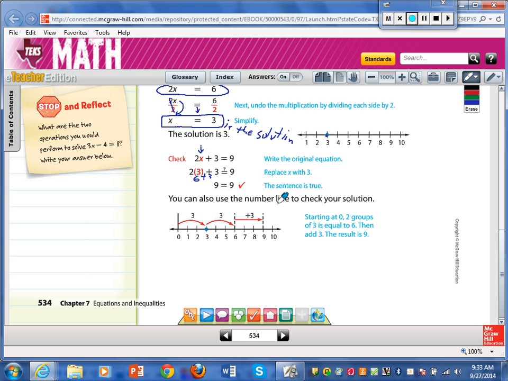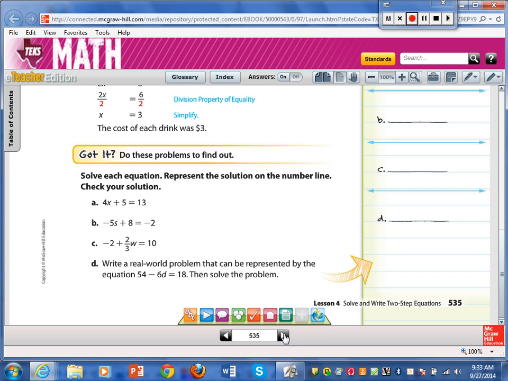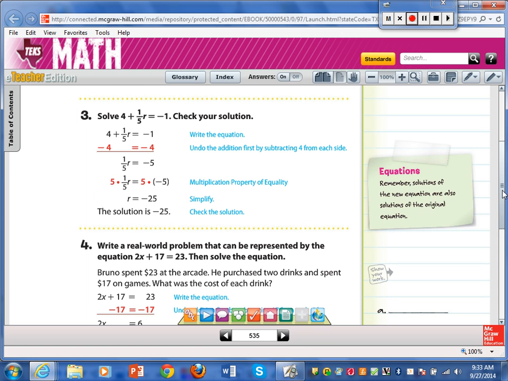It says you can use the number line to check your solution. So let's see what they did here. You have to understand that this is actually 2 groups of something, right? So this is actually 2 groups of 3, and you can see it right here. This is 1 group of 3 right here. This is another group of 3. So there's 2 groups of 3. That puts you at 6. And then you just add 3 singles, 1, 2, 3, and that puts you at your solution of 9. This is just a way of showing you on the number line. All right, go ahead and go to page 535 so we can do the next example.